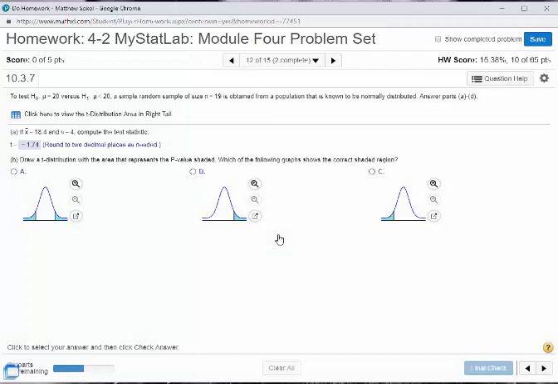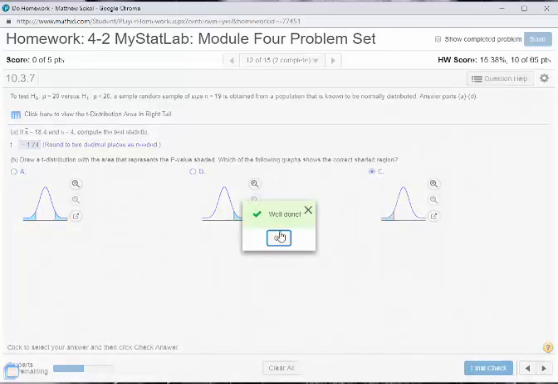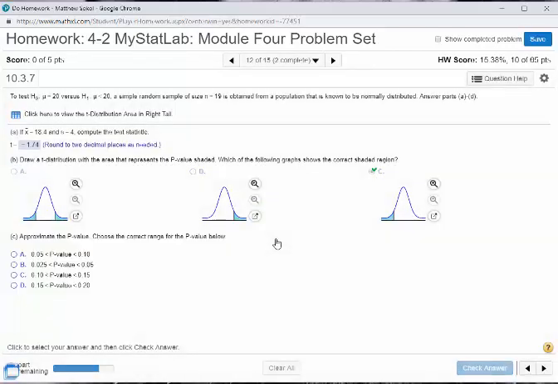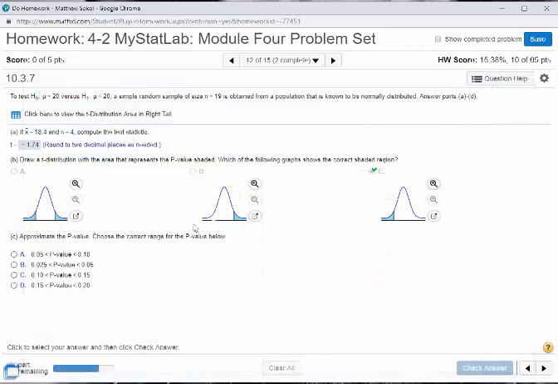The next one says draw a t-distribution with the area that represents the p-value shaded. Since this is a less than, that tells me it's a left-tailed test, so it's going to be C here. Approximate the p-value. Let's go back to our StatCrunch output. It's 0.0491, so that's right about here. It's between 0.025 and 0.05.